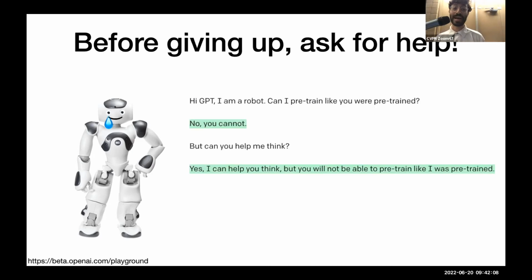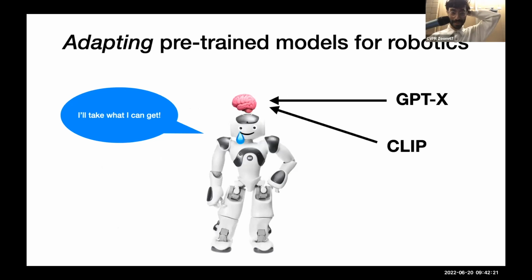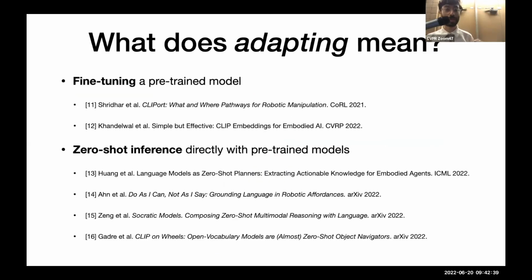So we say, okay, no, you cannot, but can you sort of help me? And GPT says, yes, I can help you, but still you can't pre-train like I was pre-trained. So it's pretty adamant. So here's the working idea now: the robot is going to take what it's going to get, and how are we going to adapt GPT and CLIP in order to do robotics and models of the future, presumably? So what do I mean by adapting?